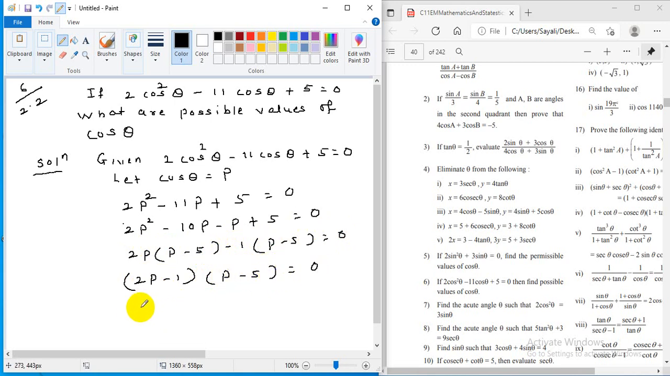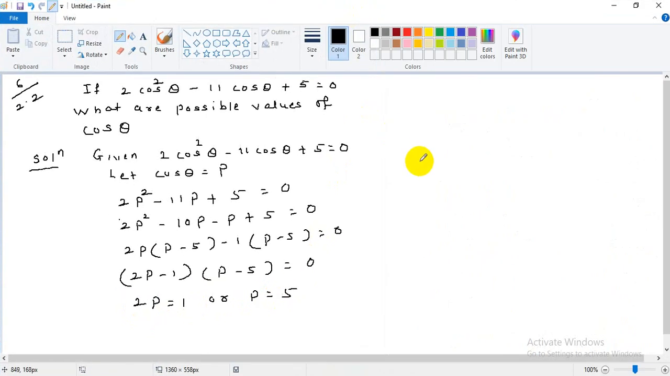Okay. So that means what? 2p is equal to 1 or p is equal to 5. Okay, I will enlarge this so that I can get the whole screen. Now what is p? P is cos theta. You have replaced cos theta by p.